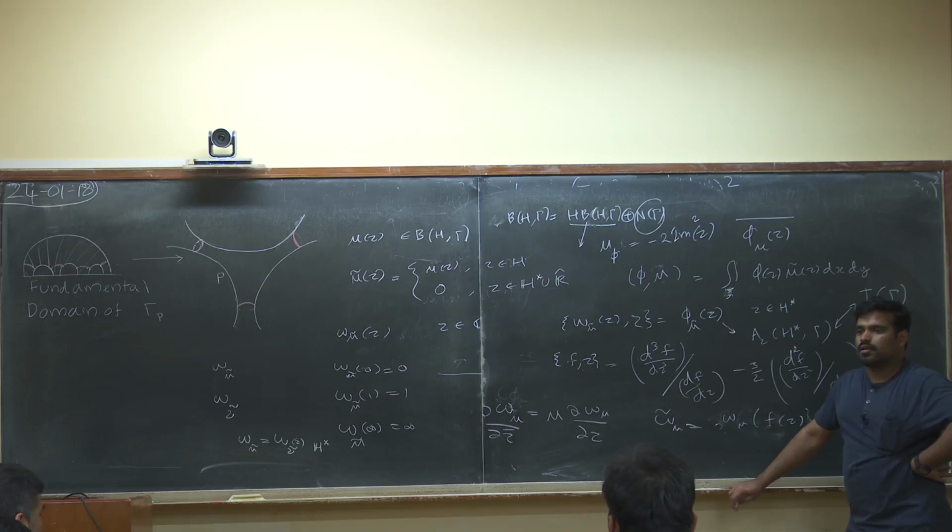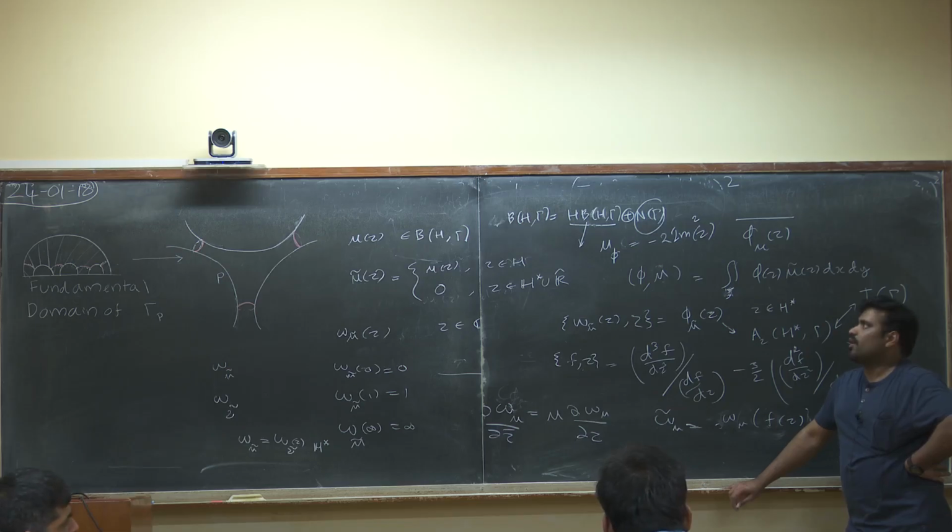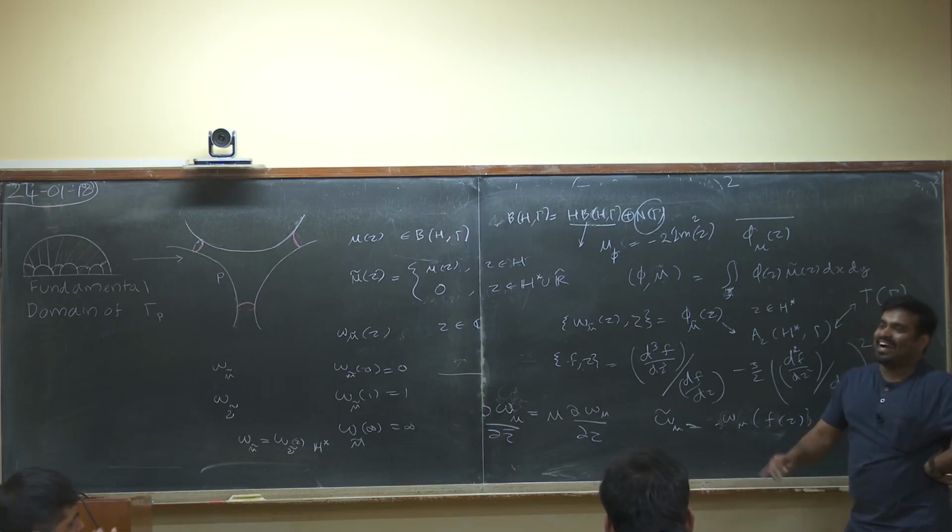Could I ask you, is the number of continuous parameters in the quasi-conformal transformation, with respect to gamma, the same as the number of parameters of the complex structure? I don't know.